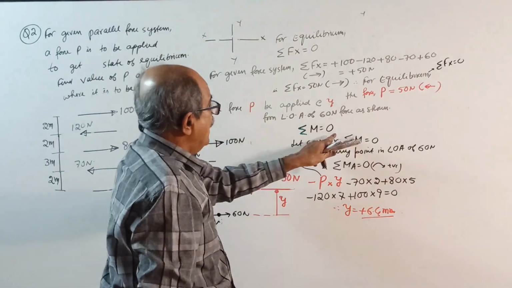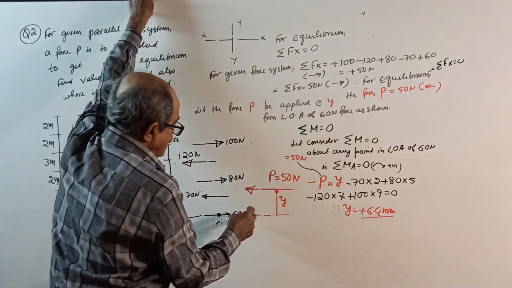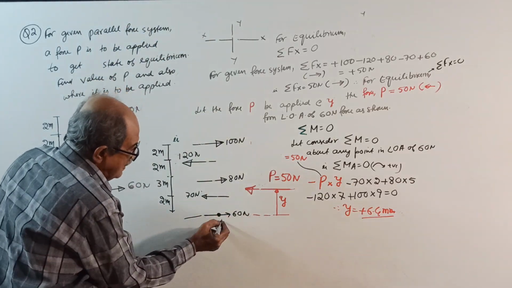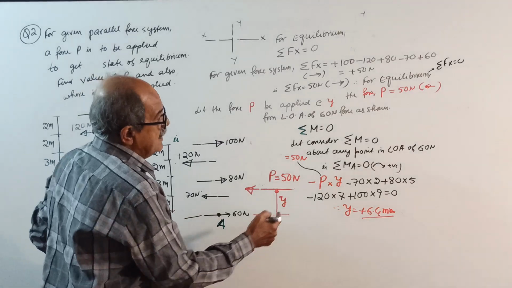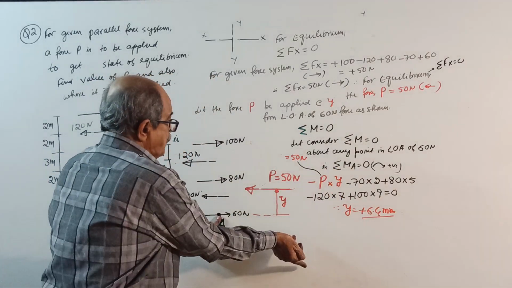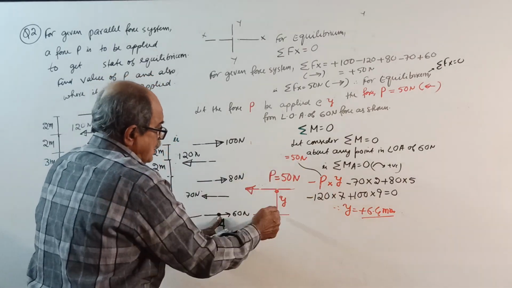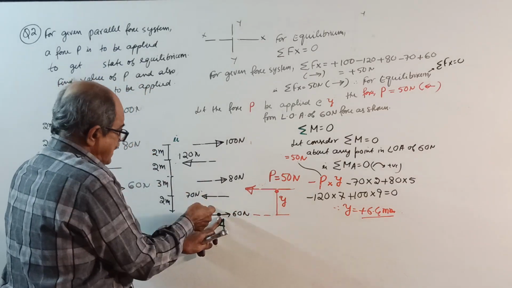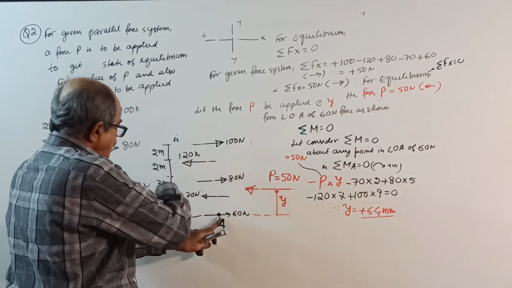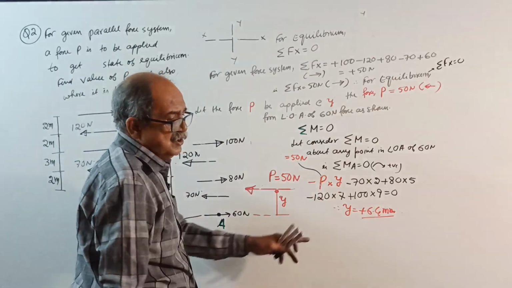Now, apply sigma M equal to 0. Algebraic sum of moments about any point in the line of action of 60. So in this line, take a point A. Take moment about A, which lies in this line of action. Start. Minus P into Y, P equal to 50 Newton, minus P into Y, minus 70 into 2, plus 80 into 5, minus 120 into 7, plus 100 into 9 equal to 0. You get the value of Y.